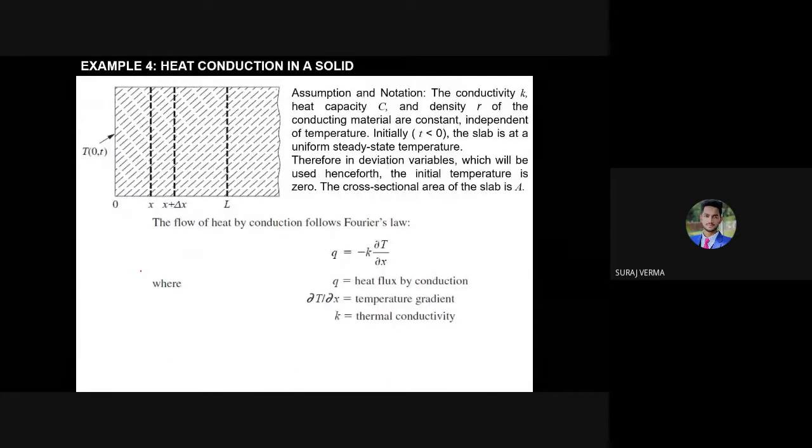Yes, Srishti Banga. Roll number 2, Achit Bajaj. Yes, sir.